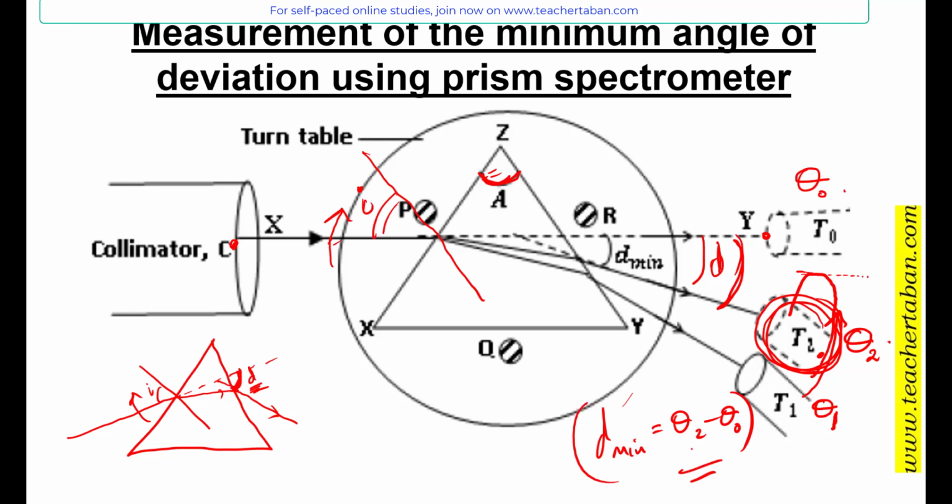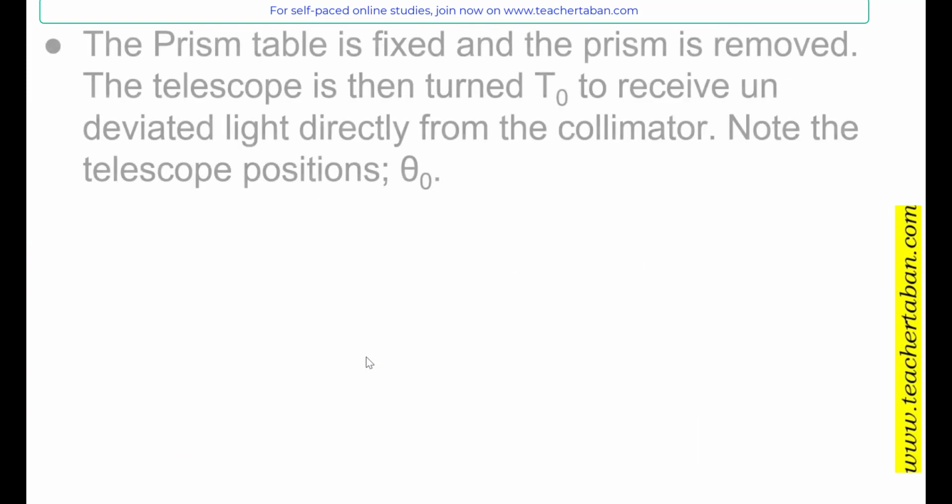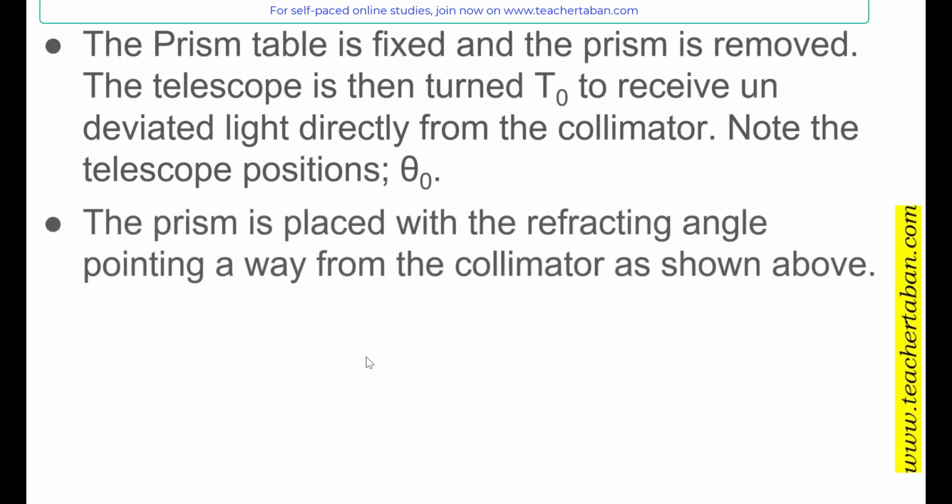So in short, this is what we do have. The prism table is fixed and the prism is removed. The telescope is set to T0 to receive the undeviated light directly from the collimator. You take note of the telescope position as θ0. Then the prism is placed with the refracting angle pointing away. That is a very important point as well.